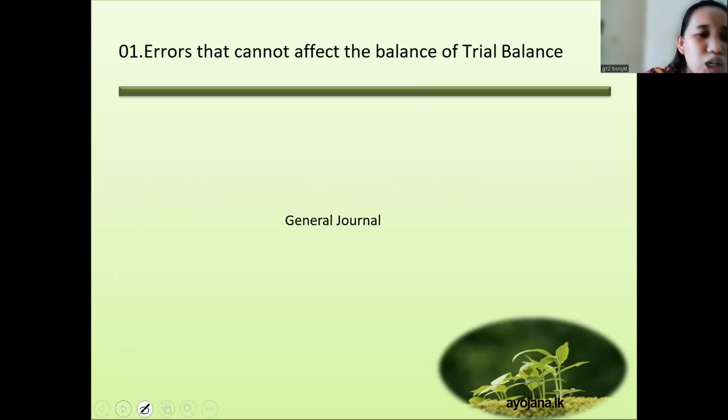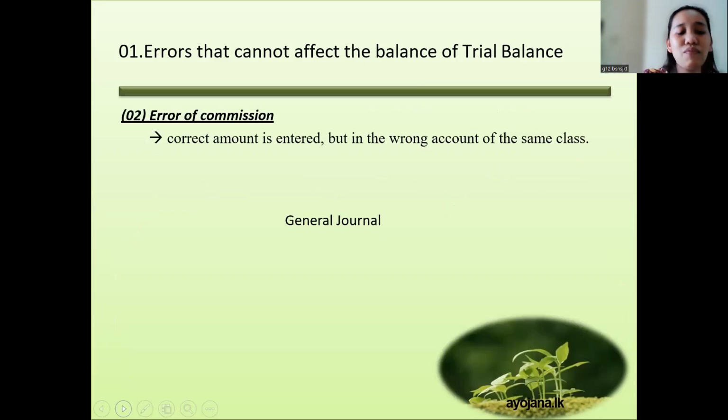Now we go to the second one. Okay, what is the difference? You just put C in front. So this one is error of commission. Don't forget the C. So this is the error that we can find.